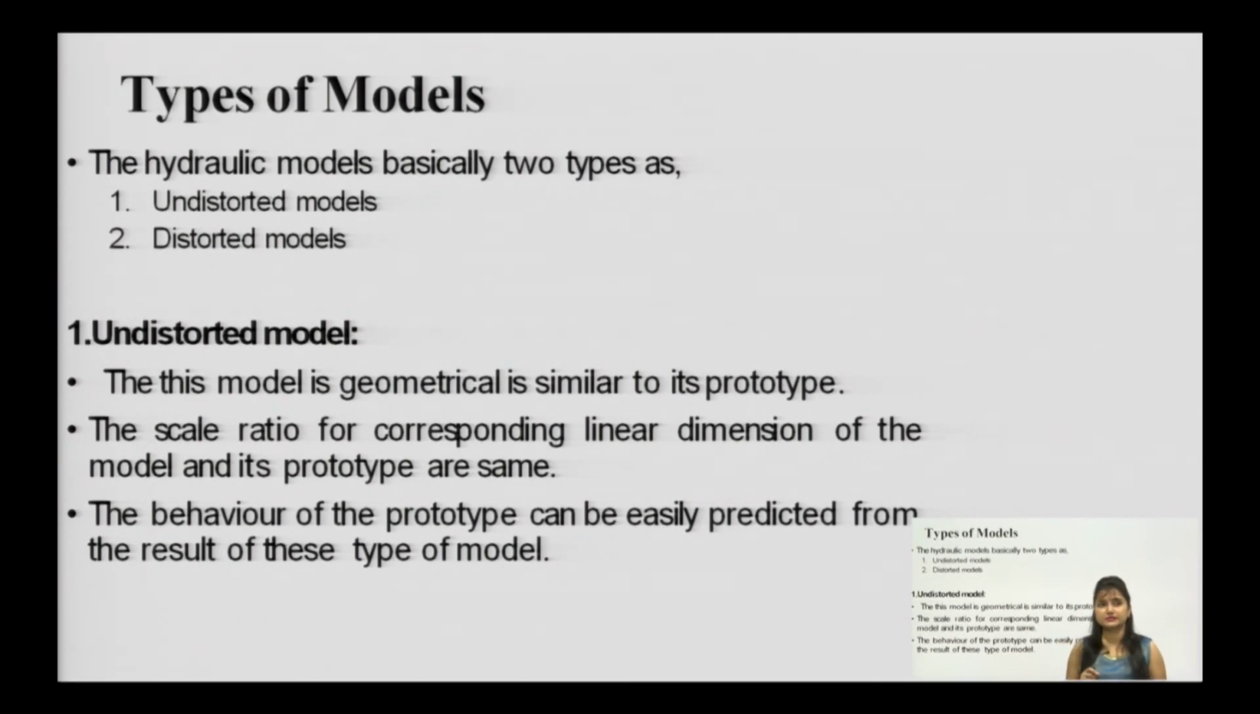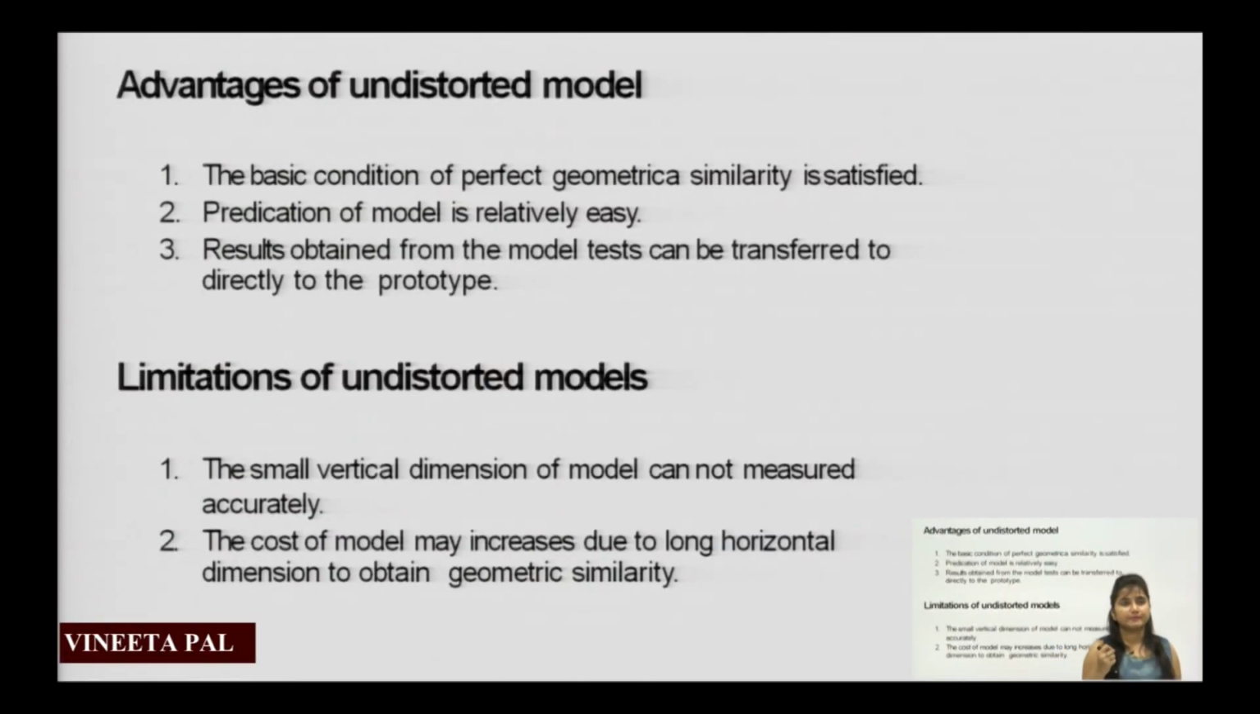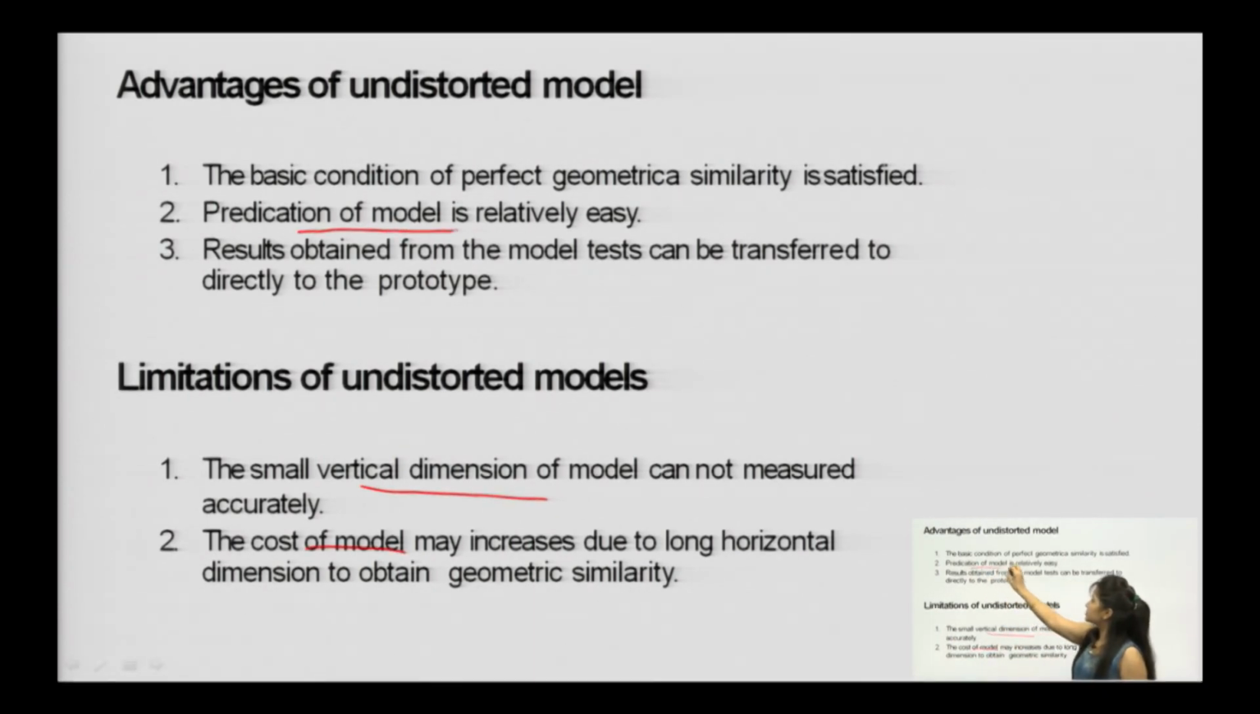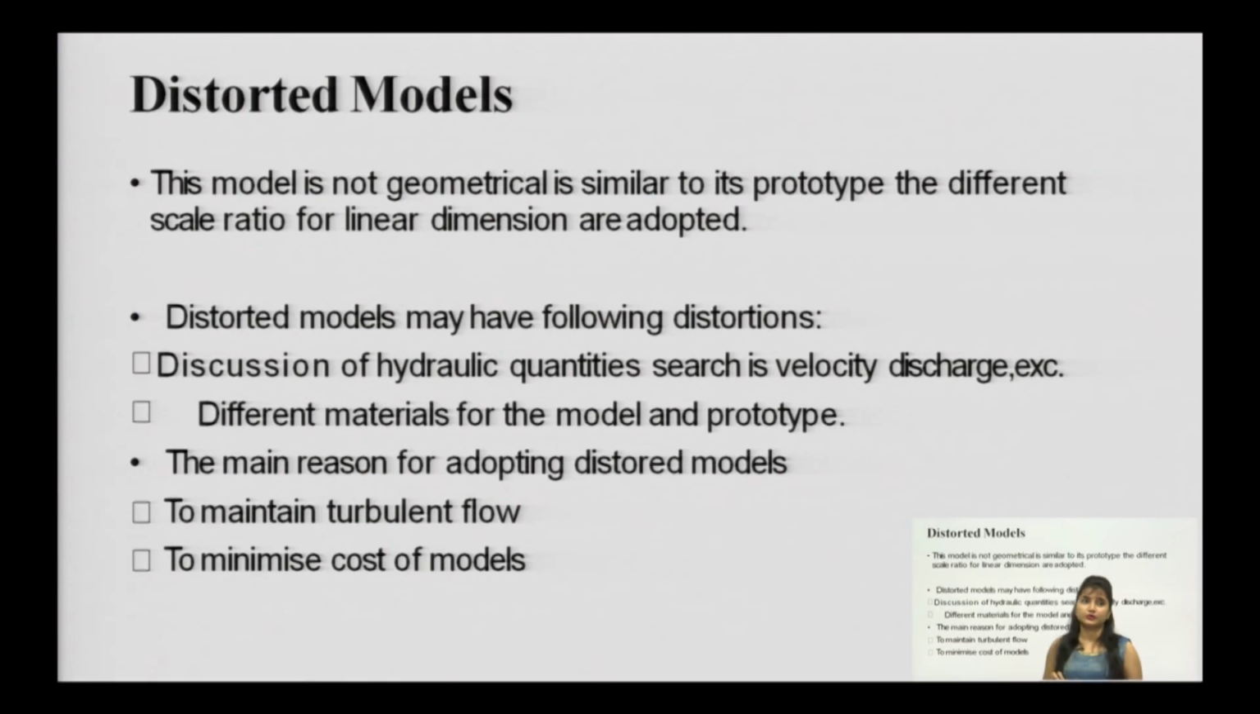Undistorted means the geometrical similarity is the same, and distorted means the geometrical similarity is different. Coming to the advantages and limitations, vertical dimensions are a limitation, and the cost of the model is a limitation. Prediction from the model is possible for us, results we can mend, and perfect geometry can be found out.